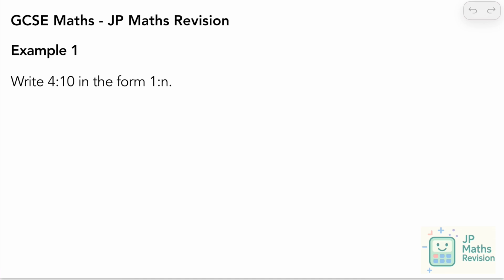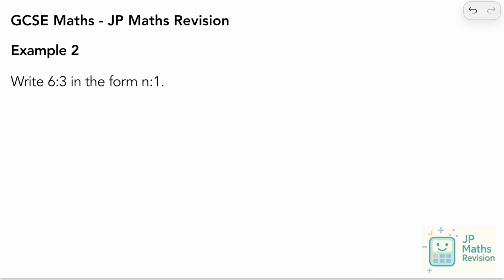So here's a question. We have write 4 to 10 in the ratio 1 to n. So we have the ratio 4 to 10 and we need to force this number here to be a 1. So to get from 4 to 1, we divide by 4. So I need to do the same for 10. So 10 divided by 4 is 2.5. So the answer to this one is 1 to 2.5.